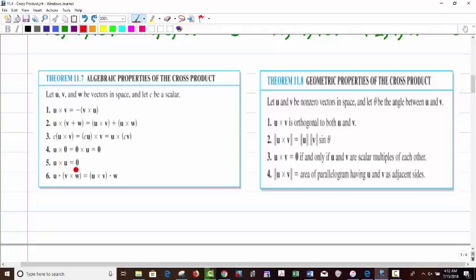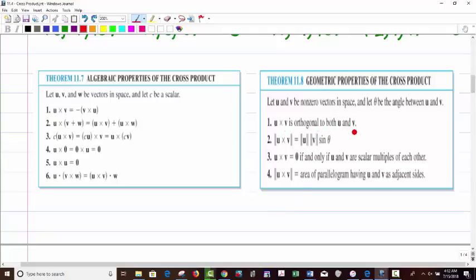U cross U, any vector crossed with itself would be the 0 vector. In fact, I'll come over to the other side and go into more detail about that. And then this one's just kind of reordering it. No big deal. U dot V cross W would be the same thing as U cross V dot W. So here are some geometric properties.